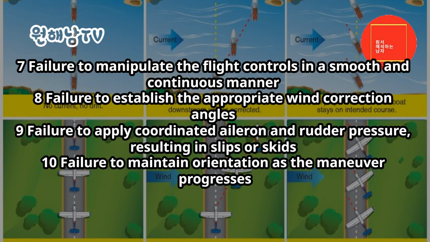7. Failure to manipulate the flight controls in a smooth and continuous manner. 8. Failure to establish the appropriate wind correction angles. 9. Failure to apply coordinated aileron and rudder pressure, resulting in slips or skids. 10. Failure to maintain orientation as the maneuver progresses.